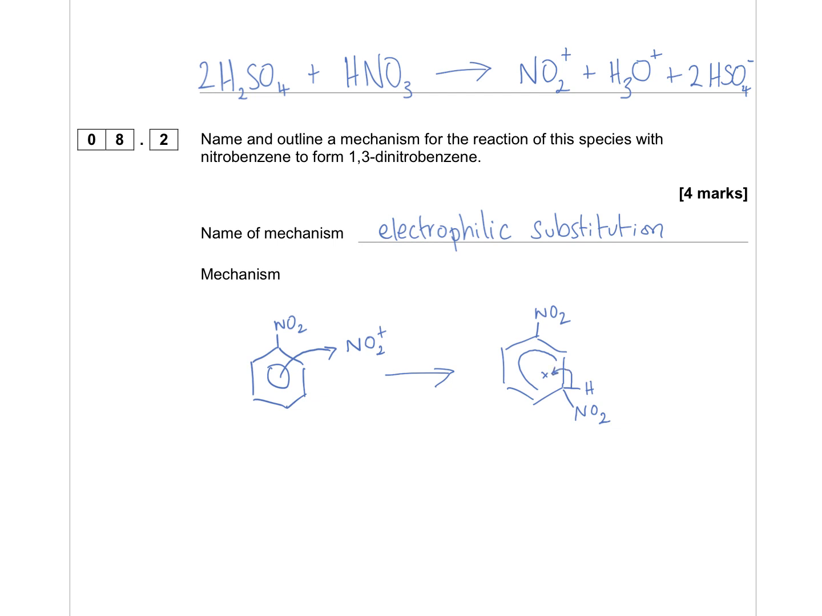We then show an arrow from breaking the bond between the hydrogen and showing the electrons moving back into the ring. Okay, and then show the resulting 1,3-dinitrobenzene.